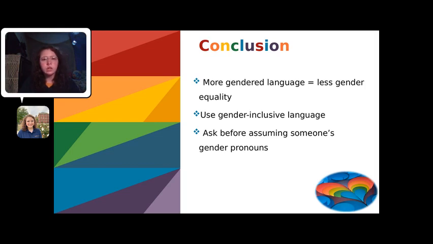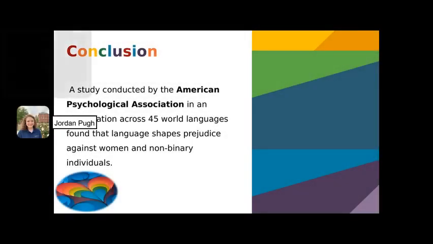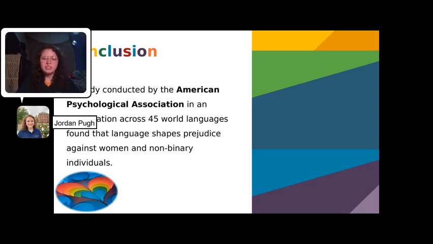The gendering of language not only disregards gender nonconforming folks, but creates cultural ideals and expectations surrounding the acceptable types of gender expression within a given society." The American Psychological Association found in an examination across 45 world languages that language shapes prejudice against women and non-binary individuals. You can maximize acknowledgement and respect for non-binary folks and mitigate prejudice by using gender-inclusive language whenever possible.